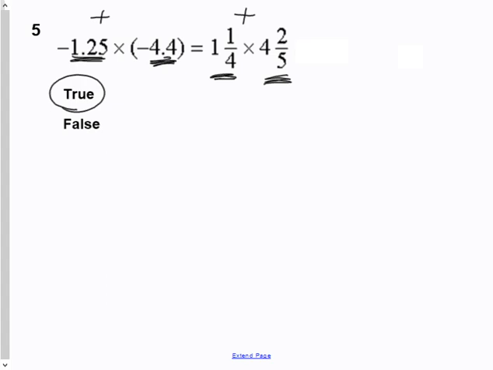Now, if you wanted to work it out, you could. But again, it's a true-false question. You got to look for the shortcuts first. They will both yield the exact same answer because they're the exact same numbers, except in fraction and decimal form. The only difference between them is the negative and the negative, but because the product's positive, the answers will be the same.